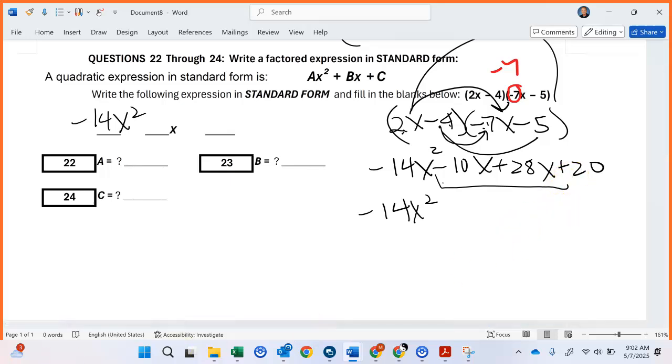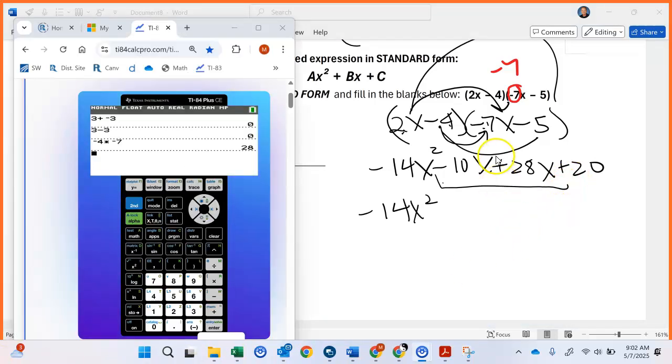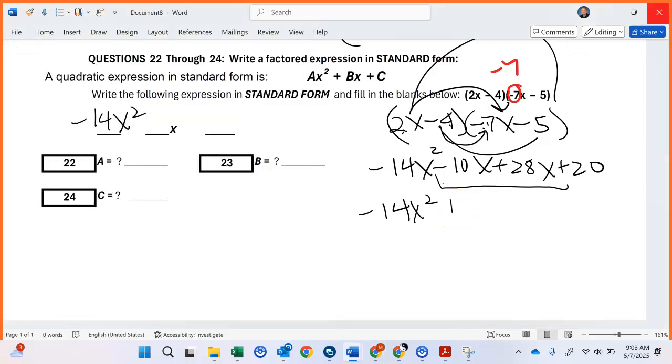So to get this one to combine, we're going to do negative 10 plus 28. So we go negative 10, not minus, but negative, plus 28, enter. So that's going to be 18. So this is going to be plus 18 and then plus 20. So A is negative 14, B is 18, and this C is 20. So that's how you do these kind of problems.